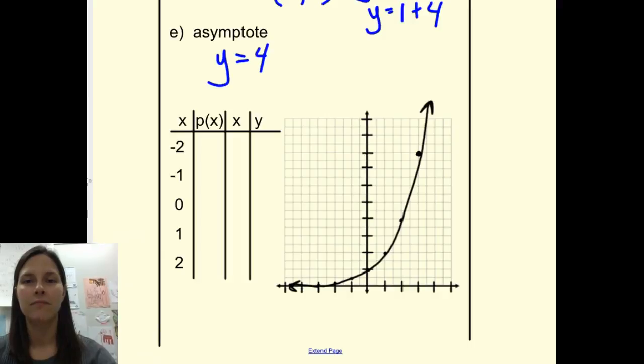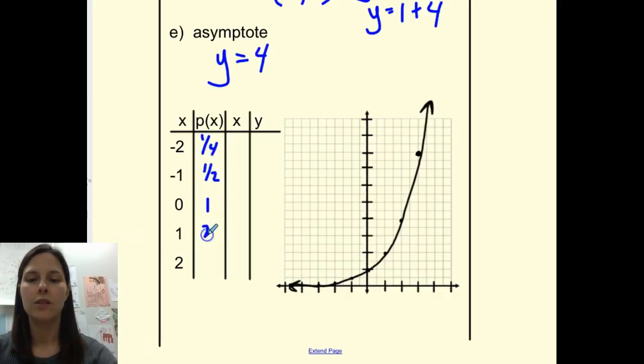Our asymptote would be shifted up 4 as well, so we would have y equals 4 for our horizontal asymptote on this one. Substituting in those parent function values that we just saw in the first example, 1/4, 1/2, 1, 2, and 4. What we did in this case, we didn't change the x, but we had a vertical shift up 4. So we'll add 4 to all of those y values. Again, our x values stay the same, and our y values get added by 4.